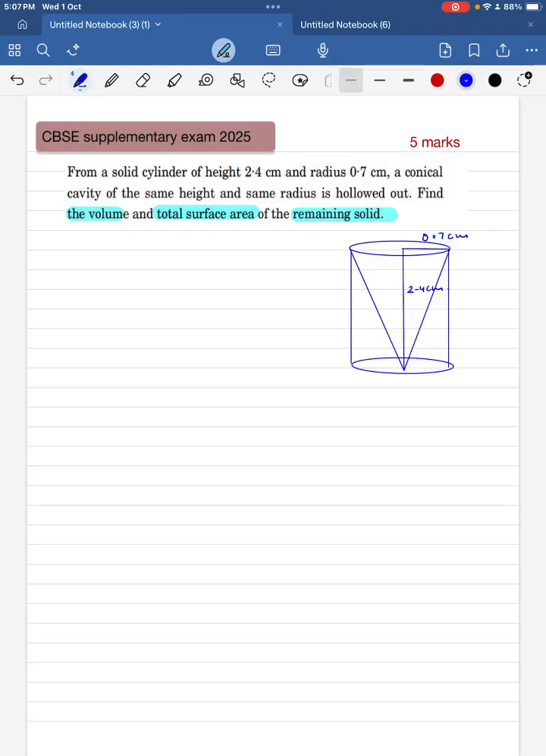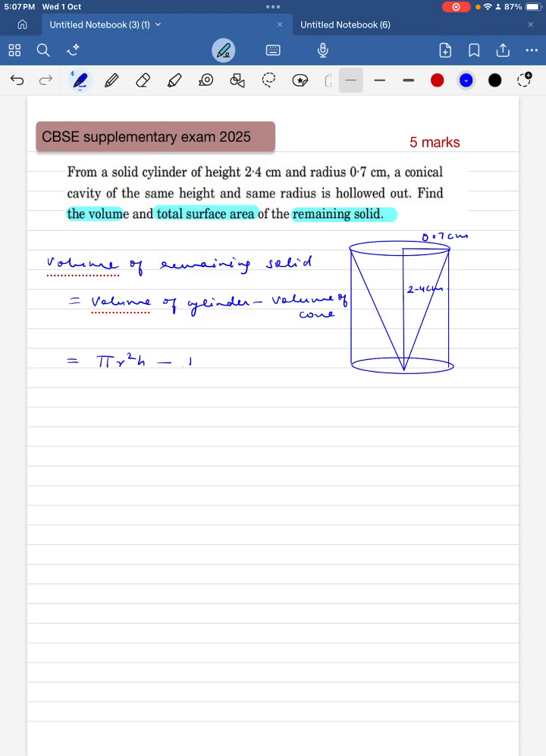So how do we find the volume of the remaining solid? Volume of remaining solid would be equal to volume of cylinder minus volume of cone that had been hollowed out. Hollowed out means it's dug out and removed from it. Now we know that the formula to find the volume of cylinder is pi r squared h. From this we have to subtract the volume of the cone, which is 1 by 3 pi r squared h. So I can take pi r squared h common and I would have 1 minus 1 by 3 in the bracket. So pi r squared h times 2 by 3.